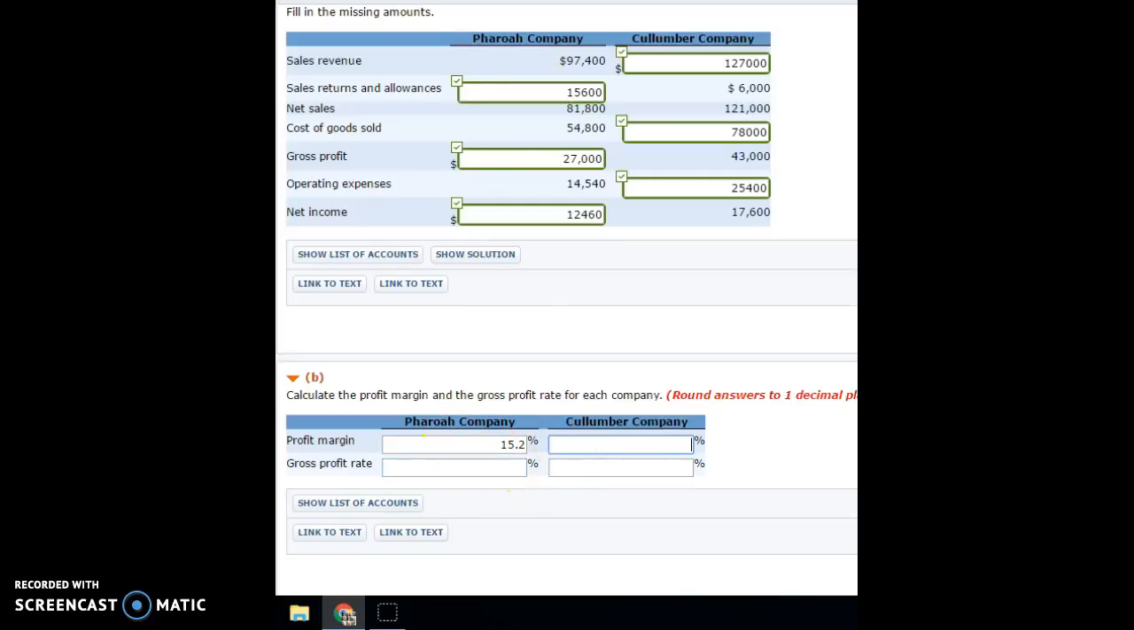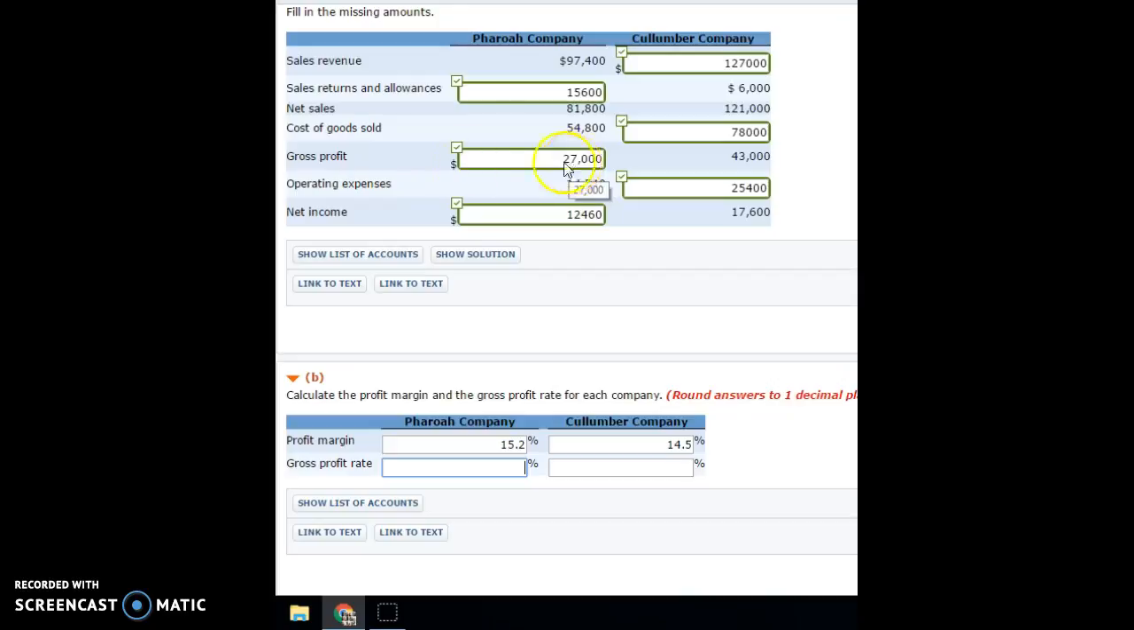We'll do Columber Company's profit margin, and that's $17,600 divided by their net sales of $121,000, and we get 14.5%. For gross profit rate, it's similar, but it's gross profit divided by net sales.